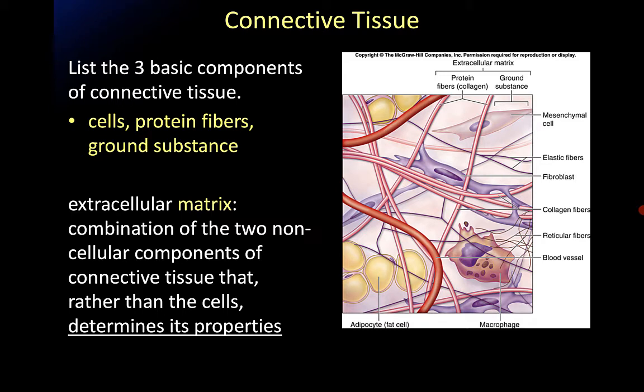Now, the extracellular matrix is the combination of the protein fibers and the ground substance. In other words, it's the stuff other than cells. So as we look at this particular connective tissue, we can see some collagen fibers running a bunch of different directions in here. There are even some elastic fibers in here, and they show some reticular fibers in there as well. So those are going to be the fibers that are going to be providing some of the strength of this connective tissue.